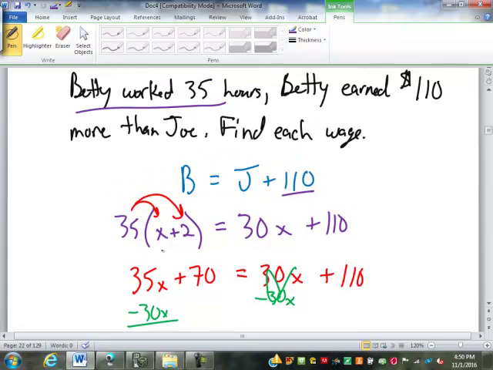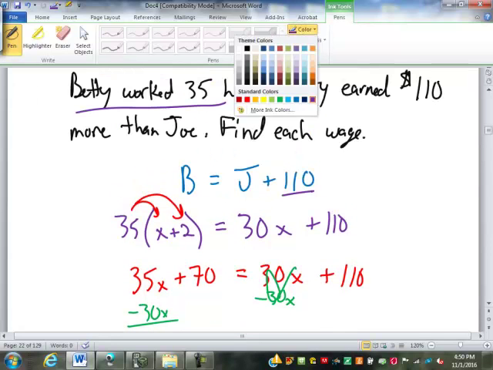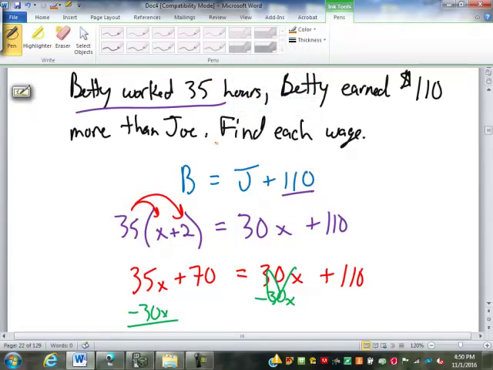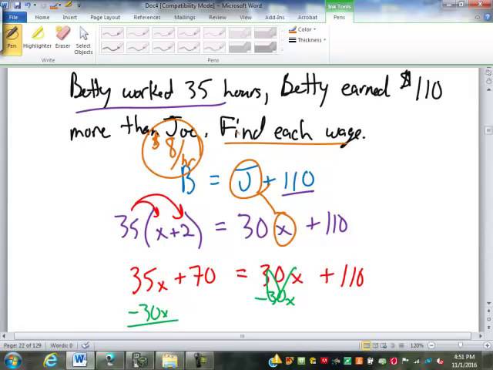No, we always have to go back and make sure we've answered the question. The question asks, find each wage. X is 8. What did X represent? Joe's wage. So Joe is making $8 an hour. We still have to find Betty. Betty, 8 plus 2, or $10 per hour. Any questions? Okay.